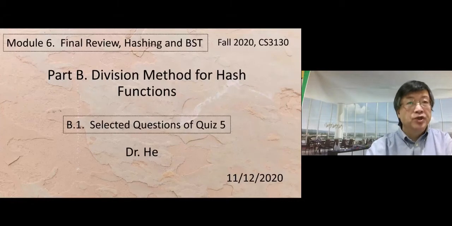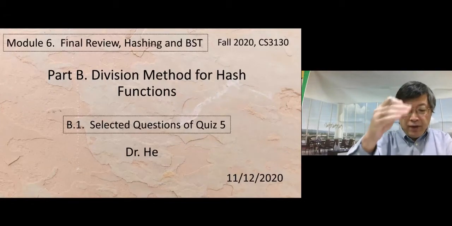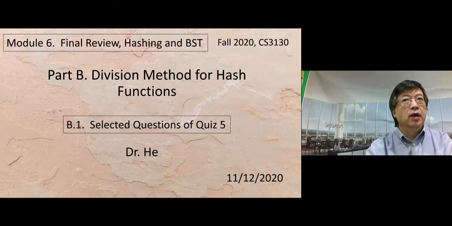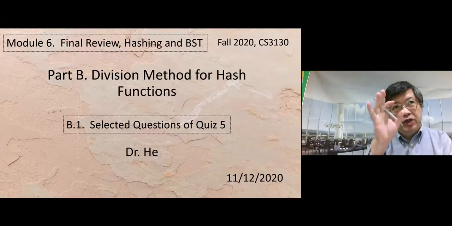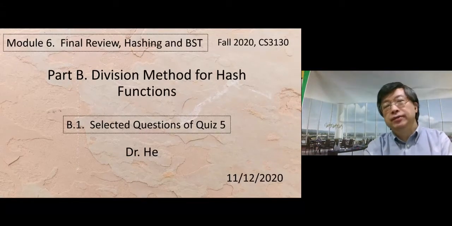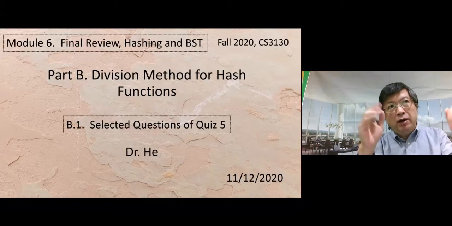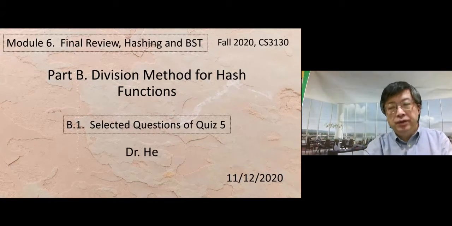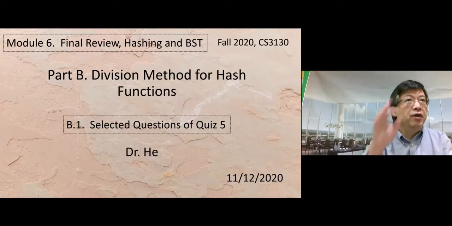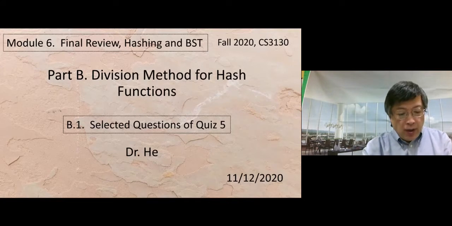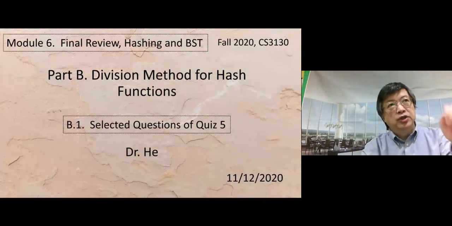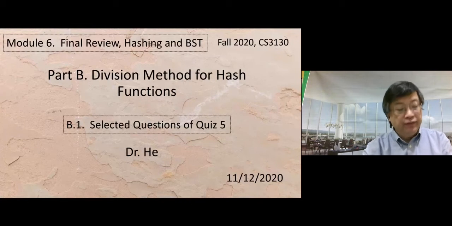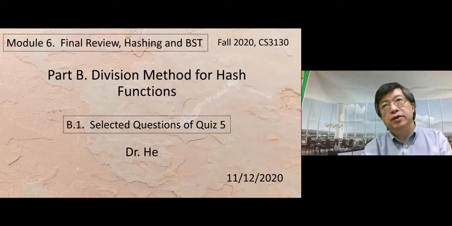B of Module 6, Division Method for Hash Functions. The knowledge part is just for your optional reading, okay? But the main part, I think most of you are interested in, is the final review part. In this part, I want to do just 2 videos. The first one, the final review part. The second part, the new knowledge part.